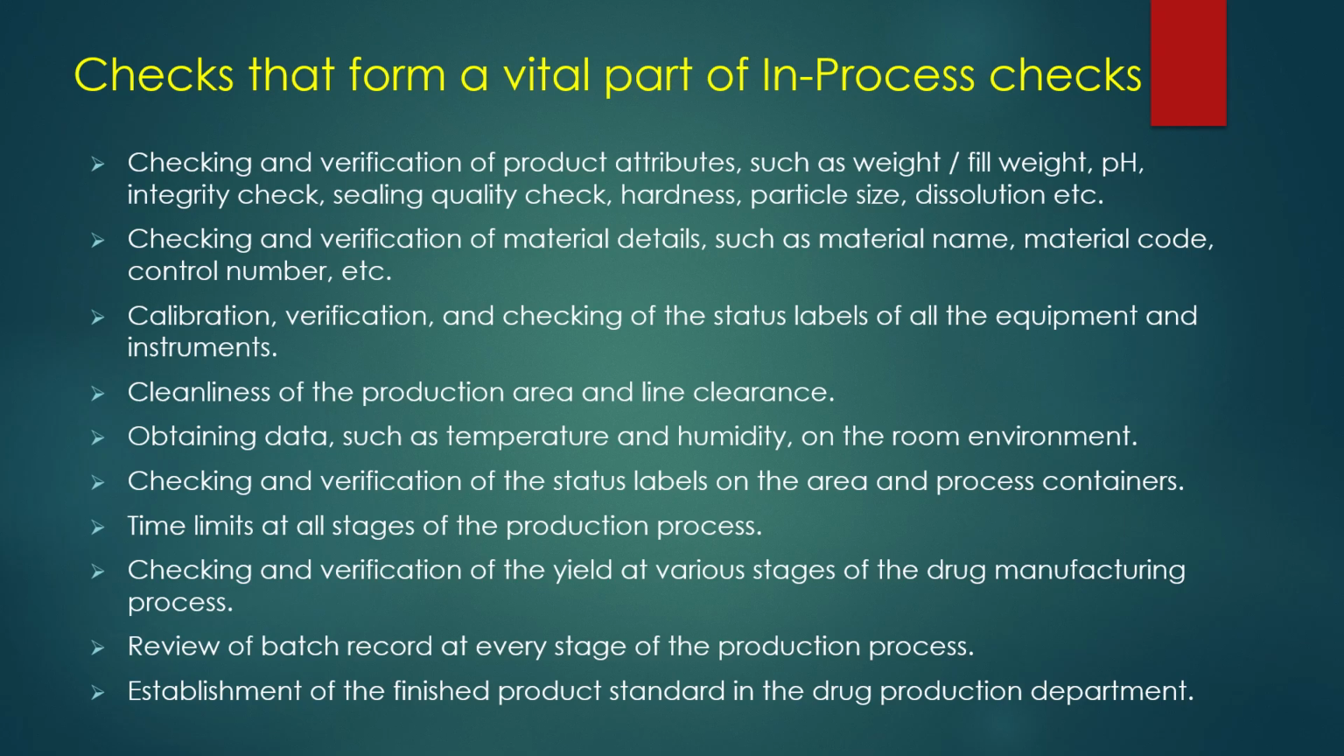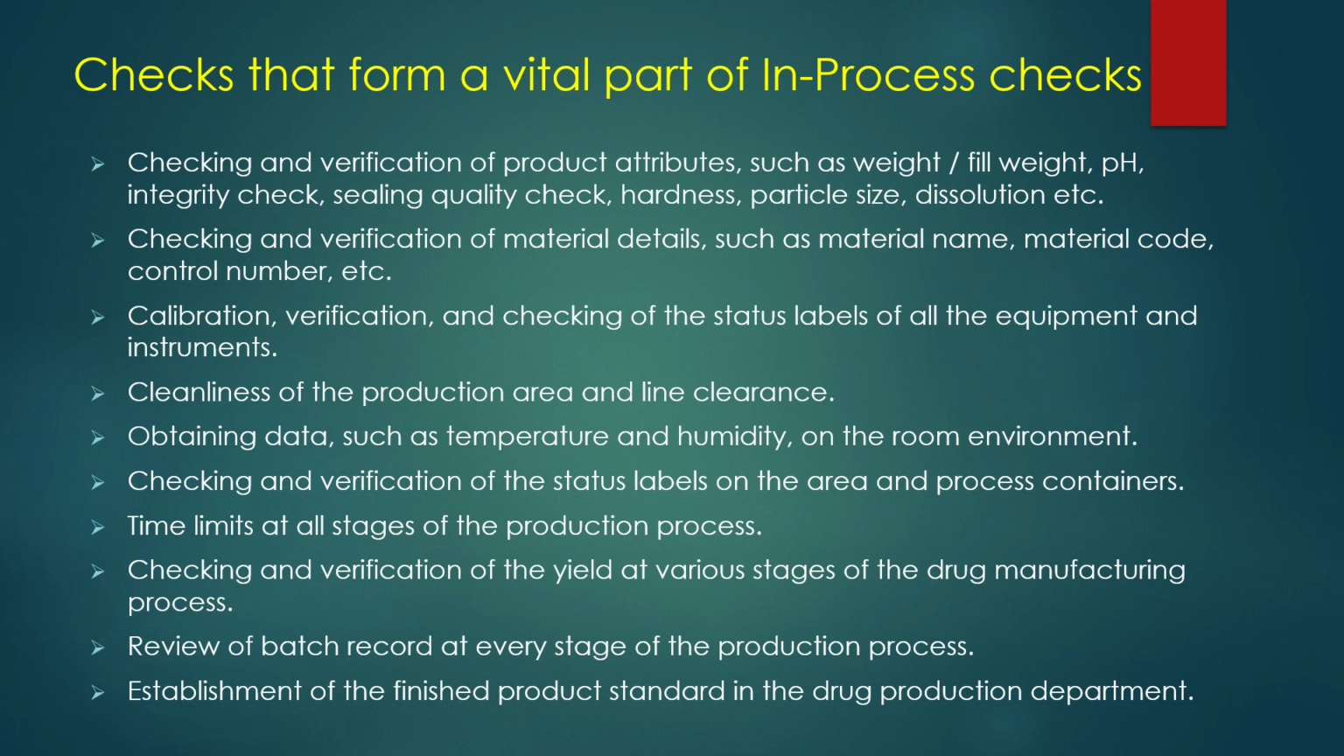Vital activities included in in-process checks involve monitoring and verification of product attributes such as weight variation, fill weight, pH, hardness, dissolution, sealing quality check, integrity check, and particle size to ensure product quality during manufacturing. These checks also include verification of material details like material name, code, and control number, along with calibration and status verification of equipment and instruments.